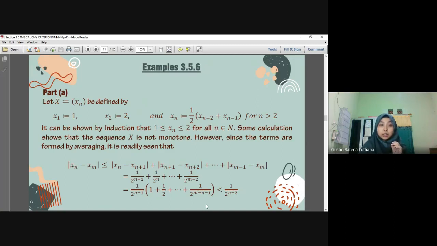For part A, let x = (xn) be defined by x1 = 1, x2 = 2, and xn = 1/2 (xn-2 + xn-1) for any n greater than 2. It can be shown by induction that 1 ≤ xn ≤ 2 for all n in the natural numbers.